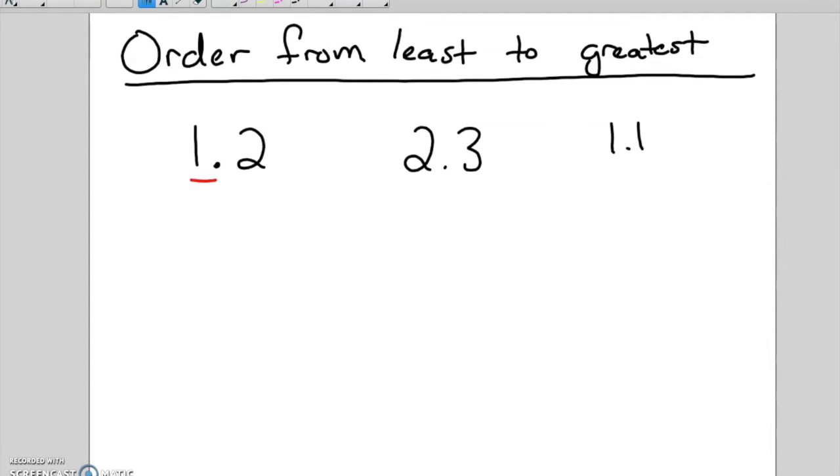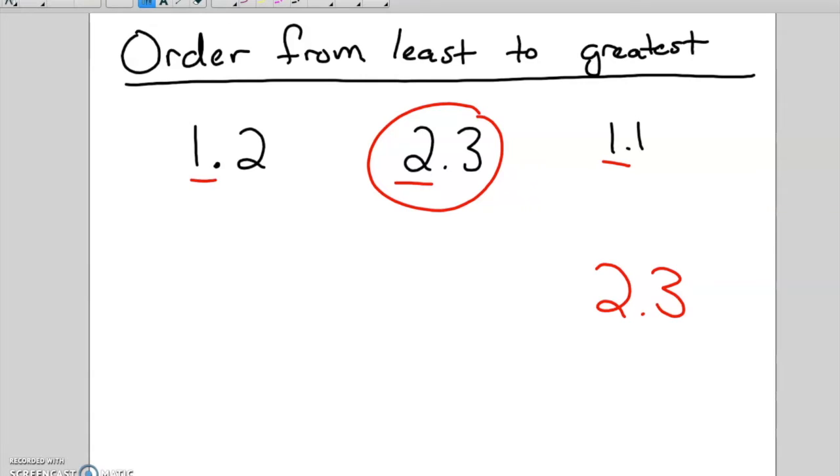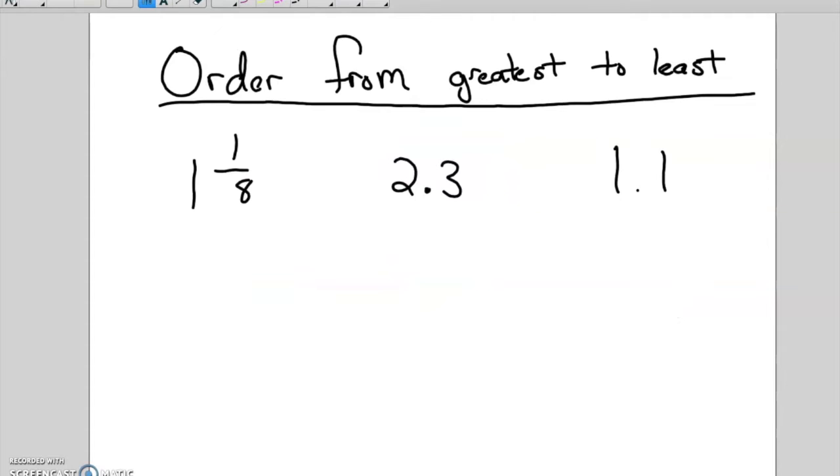So, 1, 2, 1. Here's my biggest, 2 and 3 tenths. Okay, so 1 and 1 are the same in the ones. Let's go to tenths, 2 tenths, 1 tenth. 1 tenth is the smallest, 2 tenths is bigger than 1 tenth. Okay? Now this one.